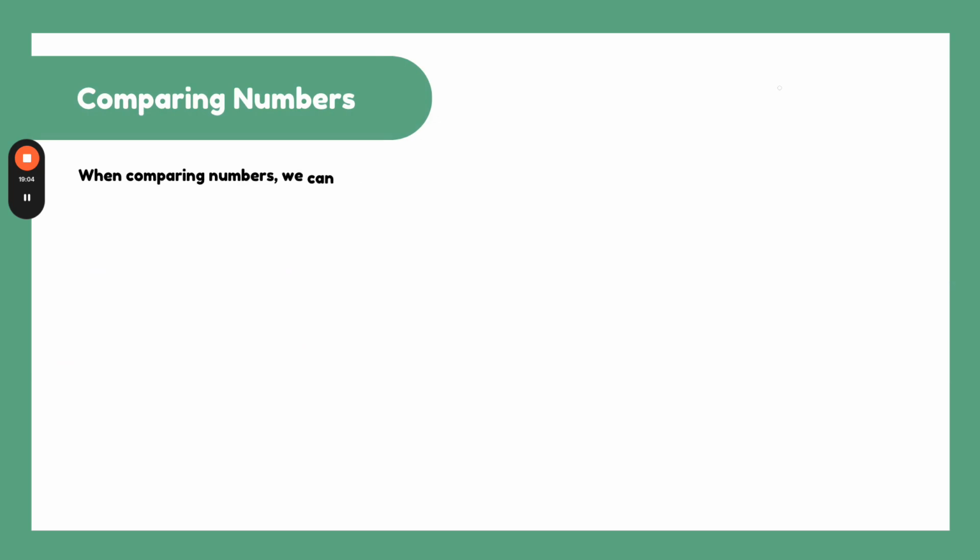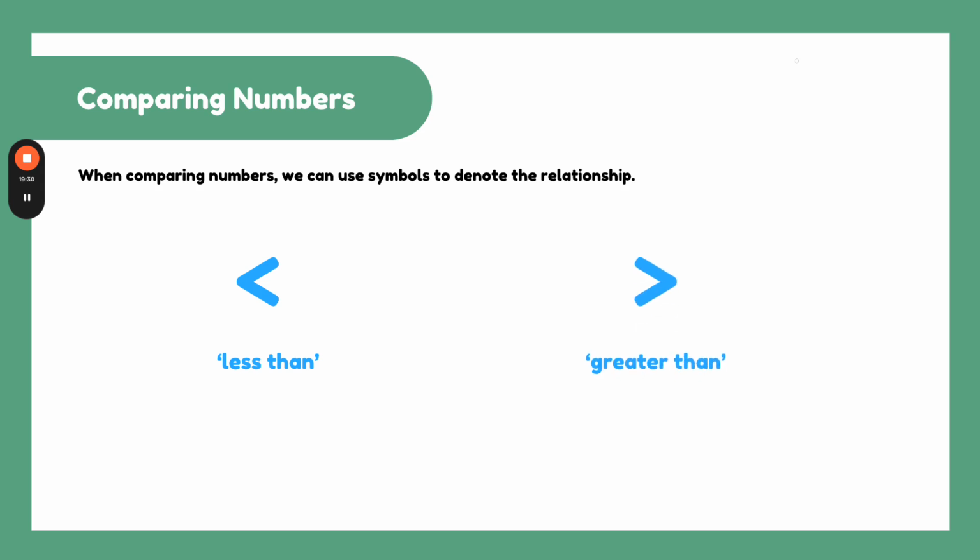So when comparing numbers, we're now going to have a look at how we can use place value to compare and order numbers. When we compare numbers, we usually use symbols to denote the relationship between the two numbers. The two most common symbols are less than and greater than.